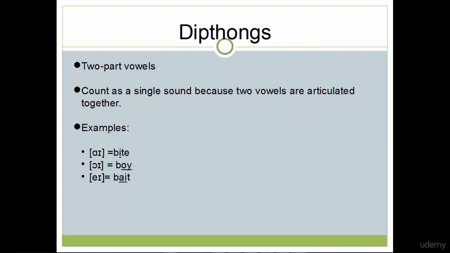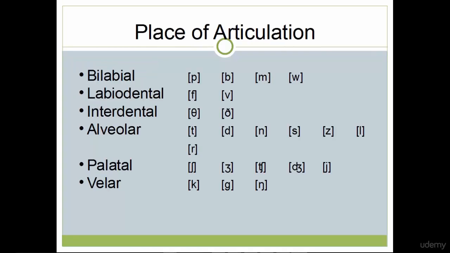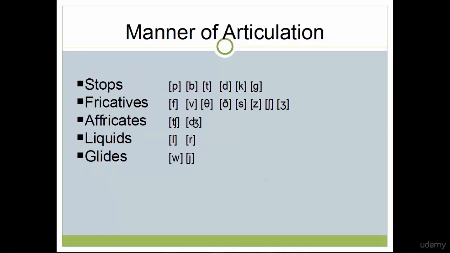Diphthongs are two-part vowels. They count as a single sound because the two vowels are articulated together. Examples are bite, I, boy, oi, bait, ai. These are the phonetic spellings for those sounds. And then, like I said, the place of articulation. These are the sound and the places of articulation for each particular sound. And the manner of articulation, these are the sounds and the manner of articulation.